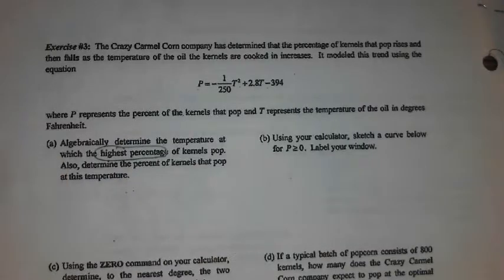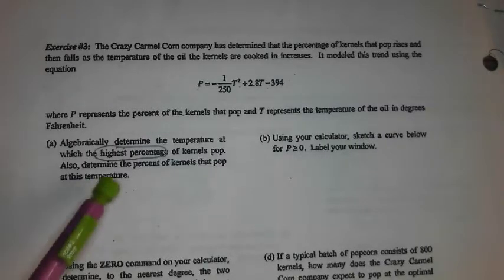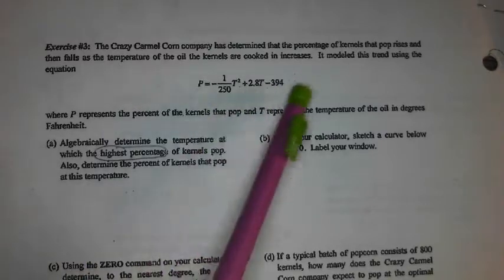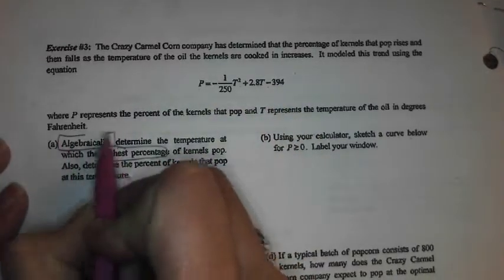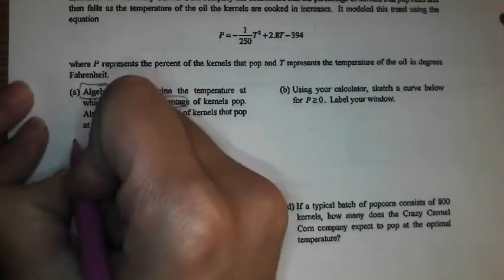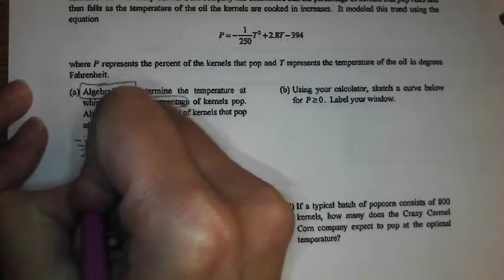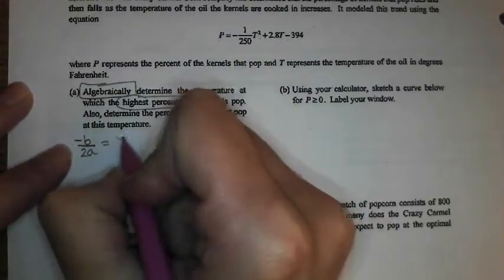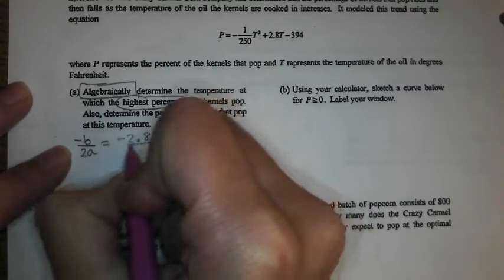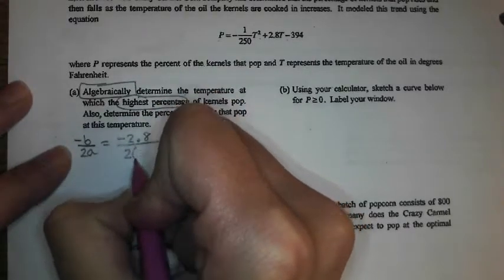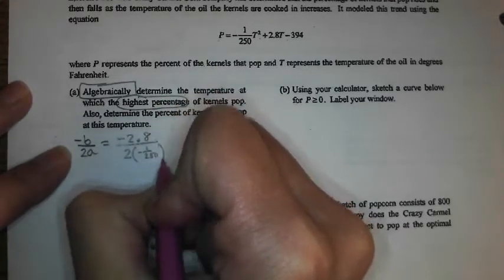When you see highest or lowest, that is maximize or minimize. That is vertex stuff, okay? So the highest, we need to find the vertex. It says algebraically, so we're going to do negative b over 2a, which is going to be negative 2.8 over 2 times negative 1 over 250.